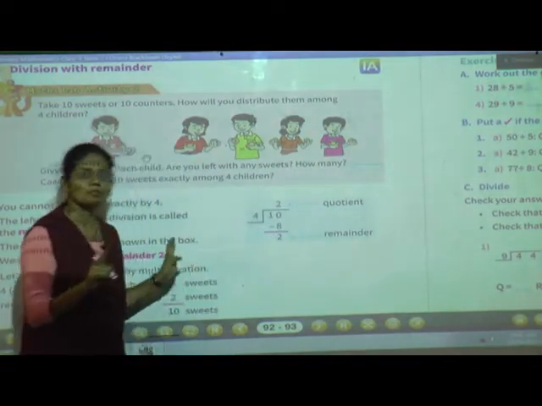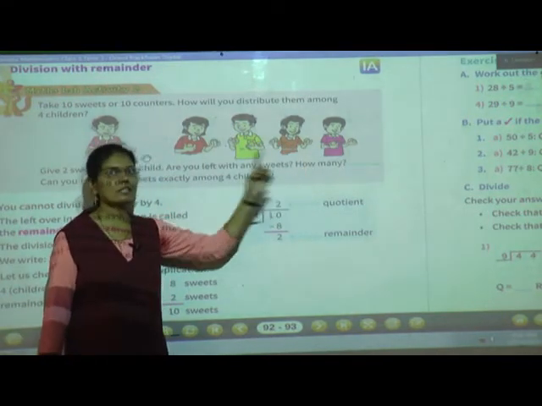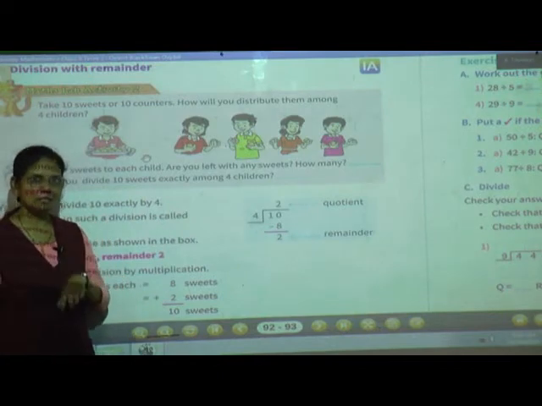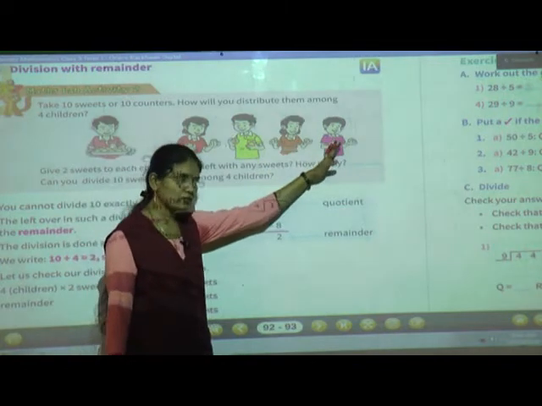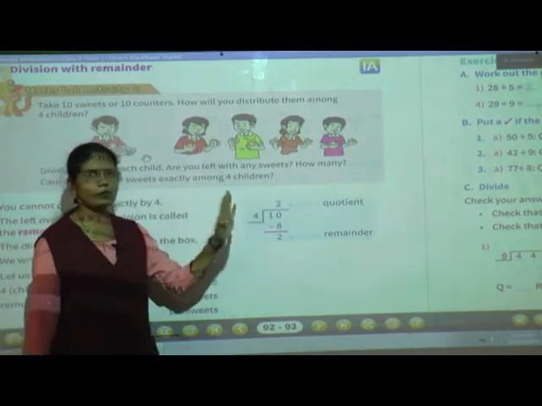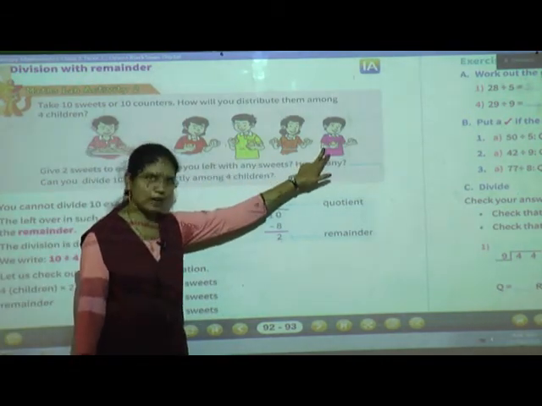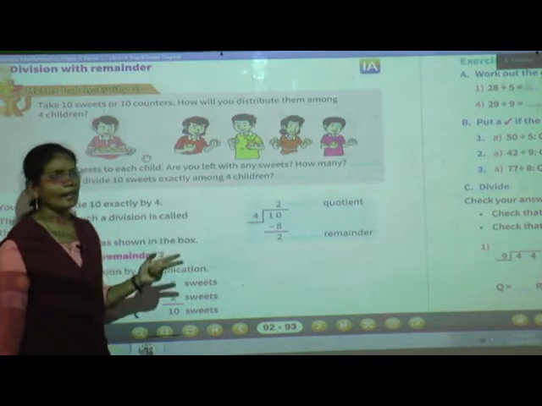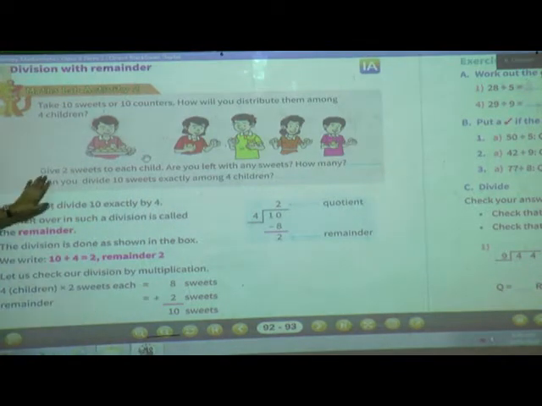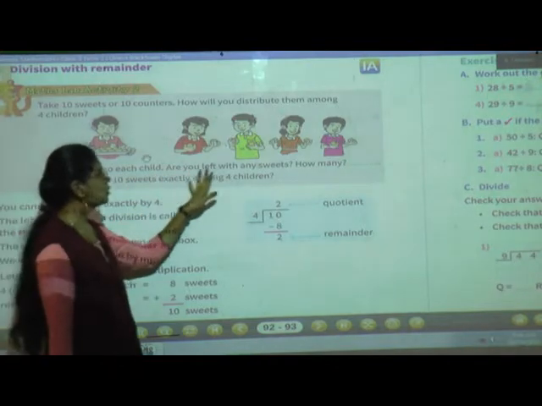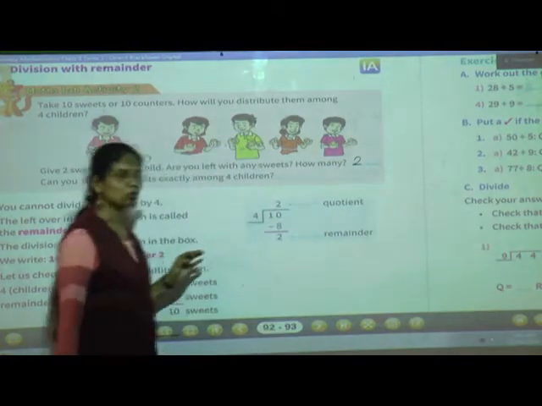10 minus 4, 6. When we give 1 to each child, we will remain with 6 sweets. Then after that again one more sweet we will give to each child. Then 6 minus 4, 2. So when we give 2 sweets to each child, we will remain with 2 sweets. Are you left with any sweet? Yes. How many? We have 2 sweets now.